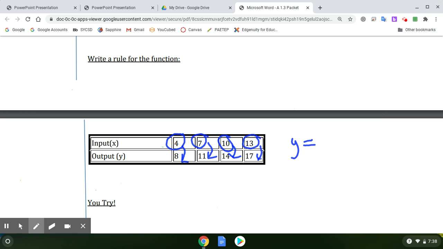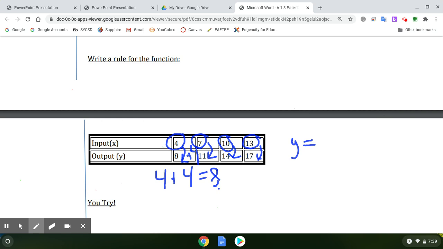So I usually start with one of the 4 major operations: addition, subtraction, multiplication, division. Sometimes it might be only one operation. Sometimes it could be a combination of 2 or 3 operations. Well, in this case, I think we can see that it's just simply the operation of adding 4. So if we add 4 to our input, so in this case 4 plus 4 equals 8.